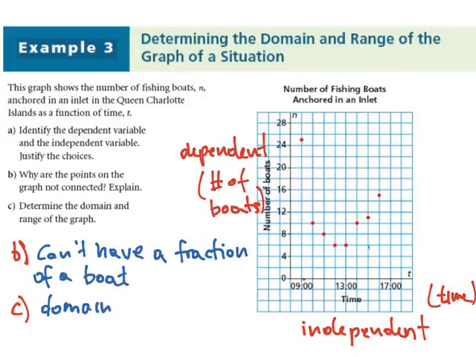Remember, domain is the horizontal axis. So we have 9 o'clock, 9. We have 10 o'clock, 11, 12, even 13, 14, 15, 1600 hours.